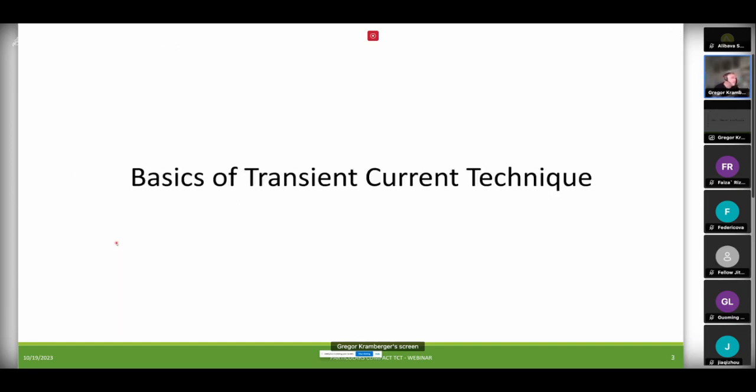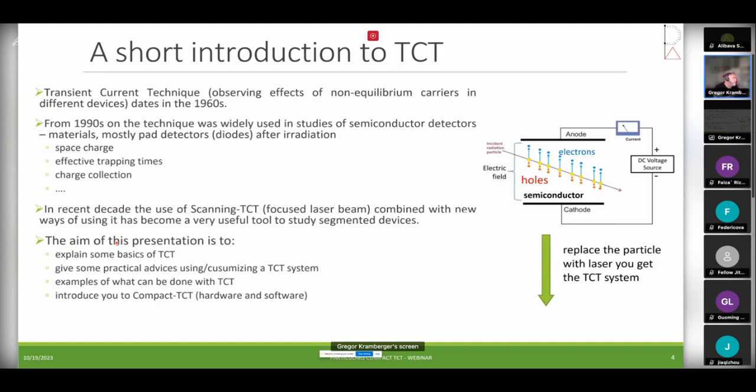So let's go to the basics of transient current technique. It was introduced, or dates back, in the 60s, and the technique itself is basically observing effects of non-equilibrium carriers in different devices. So if you look at it, this is what we usually consider a simplified view of a detector. You have two plates, cathode and anode. You have a medium in between which gets ionized. In this case, this is semiconductor. And then you have the electrons going one, the holes going into another direction.